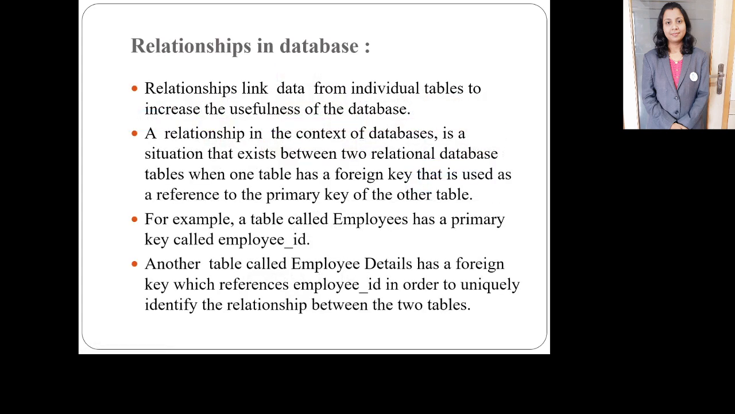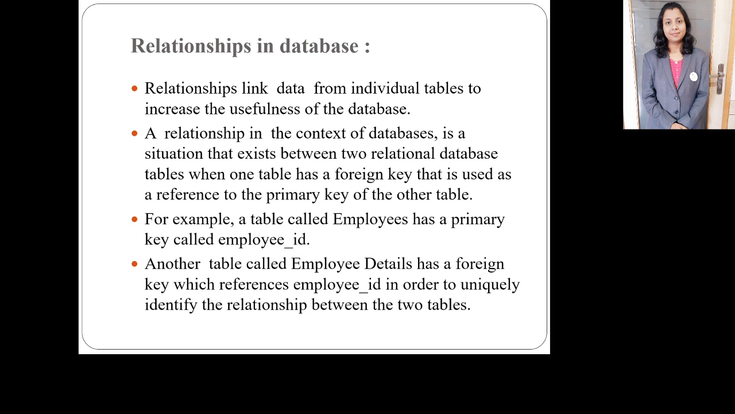What do relationships in a database mean? Relationships link data from individual tables to increase the usefulness of the database. So it links the data of one table to the data of a second or third table. A relationship, in the context of databases, is a situation that exists between two relational database tables when one table has a foreign key that is used as a reference key to the primary key of the other table.